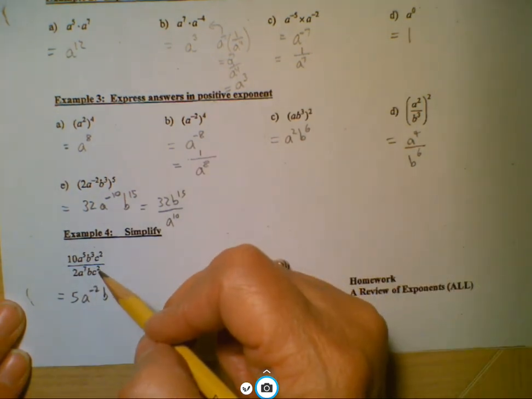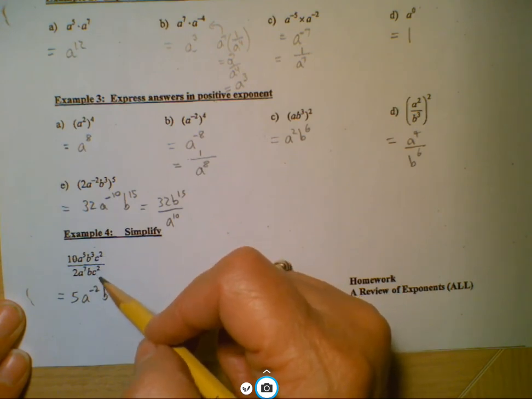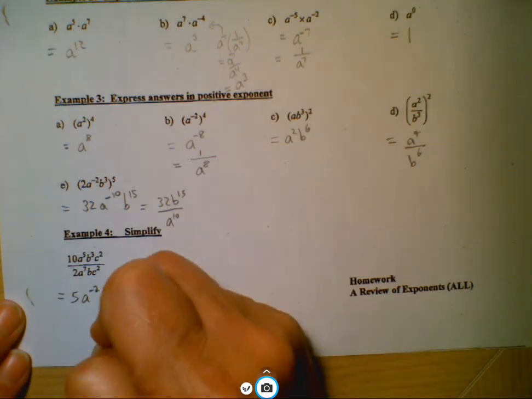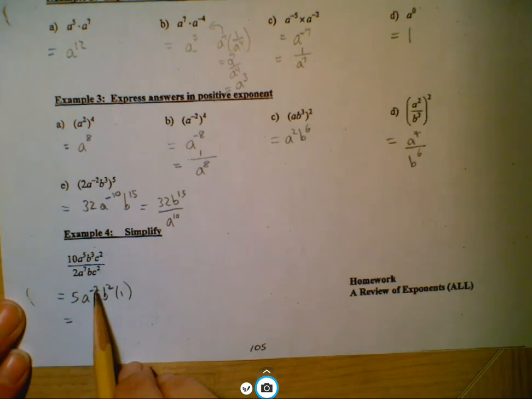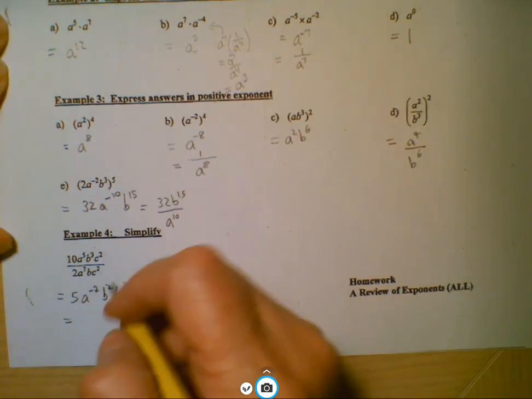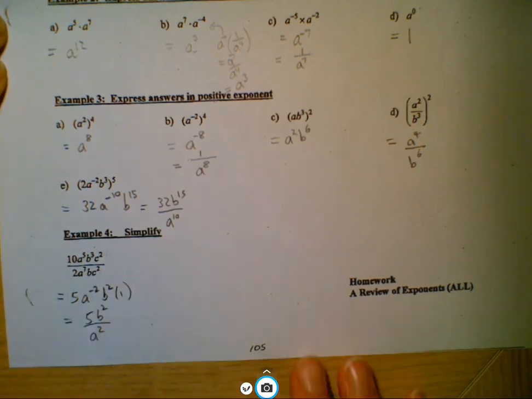C squared divided by c squared, I can subtract the exponents and get c to the 0, which is 1. But also, any number divided by itself is also 1. So this is just 1. Right? And now a to the negative 2 is 1 over a squared. So this is going to be 5b squared, and the a squared will sit below.